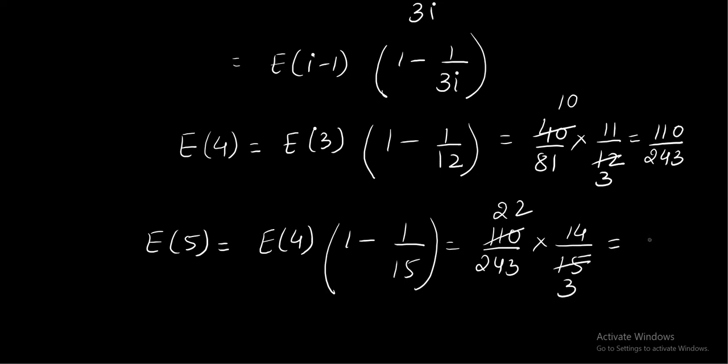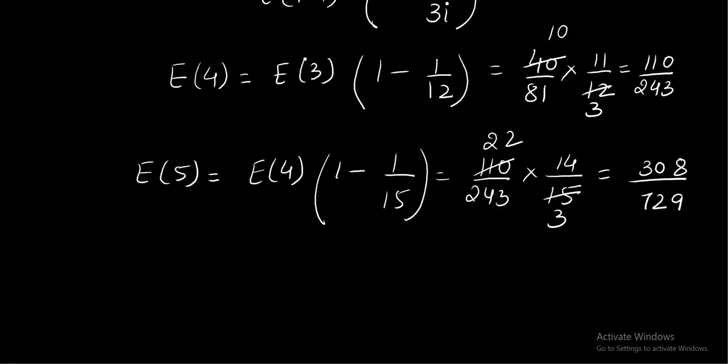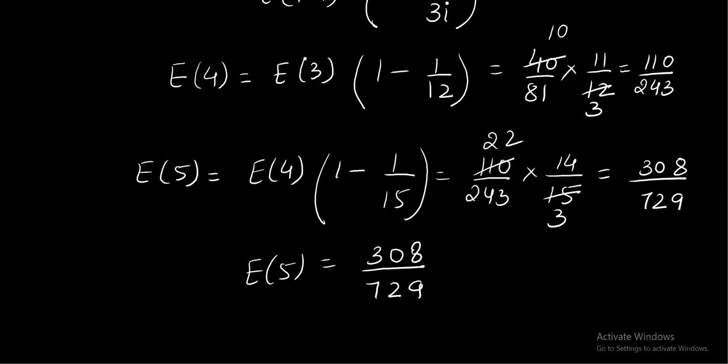So ultimately the answer that we are going to get here will be 308, 22 into 14, let's write it down, 308 divided by 729. So finally we can say that the expected value of the total length of the rod after 5 splits is going to be equal to 308 divided by 729. Okay, so this is the answer to the question.